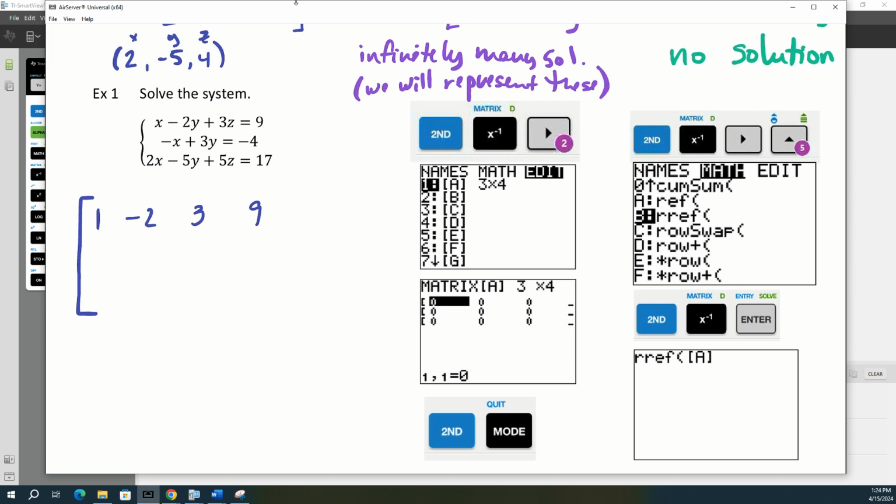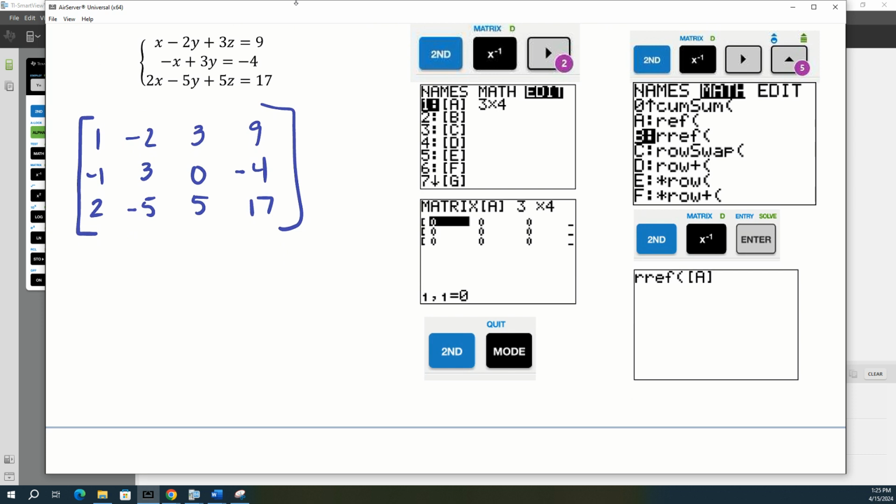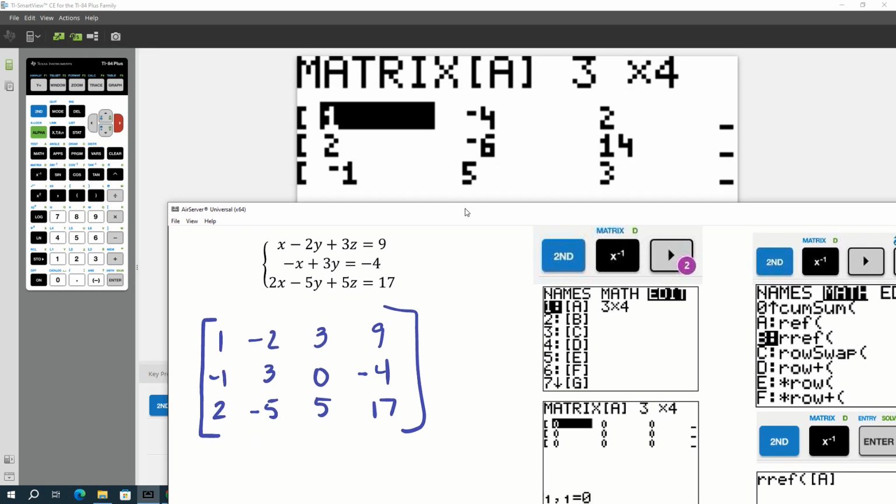All right, so this next equation for the x, it lines up under the other x, so it's negative 1, 3. And then what do you think we do about the z? 0. There's not a z, but 0, and then negative 4. And then the last row is 2, negative 5, 5, 17. That's what we're going to put in for matrix A. So as you put these numbers in, make sure you hit enter after each one. So just type over what's already there. There's no reason to clear it. So just hit enter after each one.